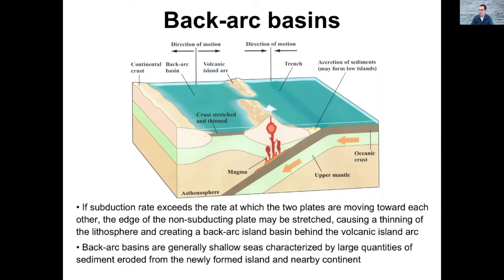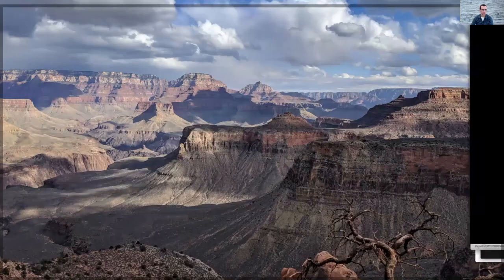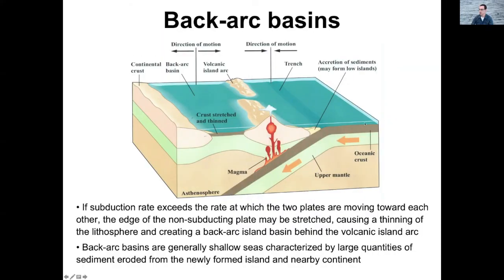Now, one thing that can happen is if the subduction rate exceeds the rate at which the two plates are moving towards each other. So if your subduction of ocean crust here exceeds the rate at which this crust is moving towards the subducting crust, this crust can be stretched and thinned out. So you're subducting essentially too fast, and this crust is then thinning, and this creates a back arc basin. These are generally shallow seas, and they have large quantities of sediment eroded from the newly formed islands and the nearby continent.